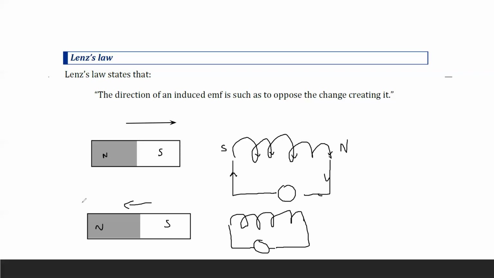As the magnet is moving away, the strength of the magnetic field is decreasing. So this coil will try to increase it. So how will it try to increase? The left hand side appears to be north, and the right hand side appears to be south. And the direction of induced current will be opposite to that of the original. So if here the needle was deflected towards right, in the other case the needle will deflect towards left. So change in magnetic field induces EMF, but the direction of induced EMF always tries to oppose the change in magnetic field.